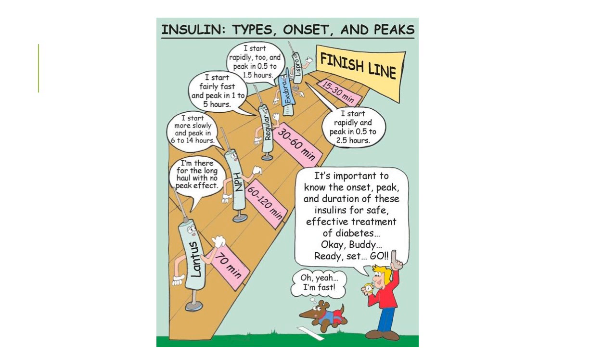So this is a good illustration, kind of like a recap, of all the types of insulins we talked about. As you can see, each one's different. Depending on your short-acting or your long-acting, they all have different times of onset, peak, and duration. So it's important to know when the onset, peak, and duration of these insulins are, for safe, effective treatment of diabetes and to avoid any side effects such as hyperglycemia or hypoglycemia.